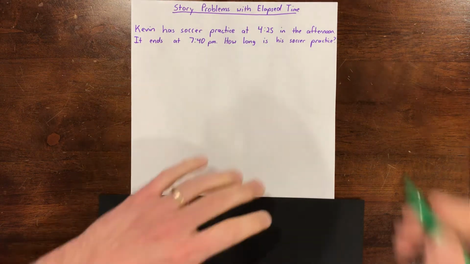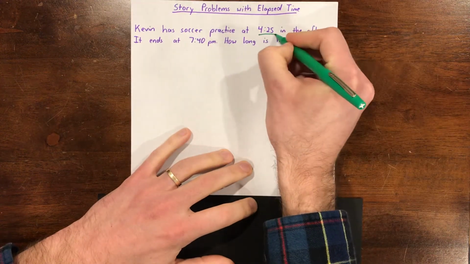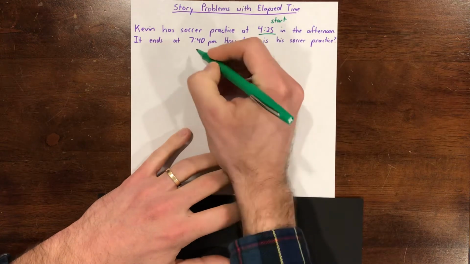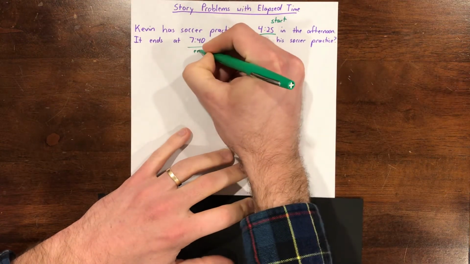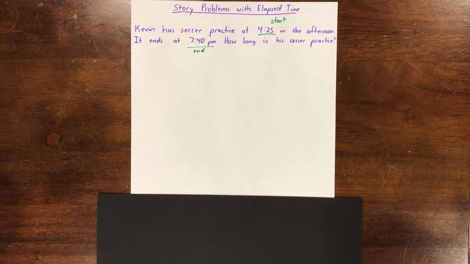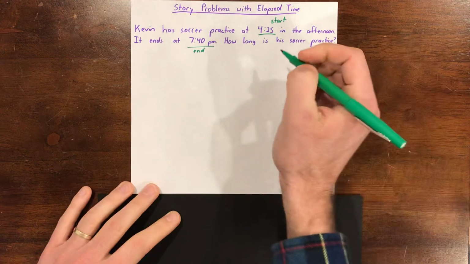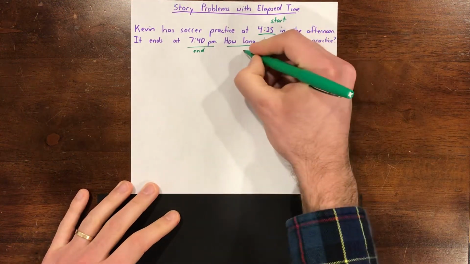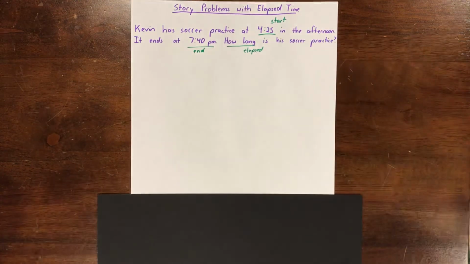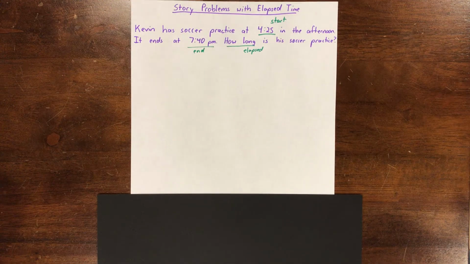We know that practice starts at 4:25. So that's a start time. We know that it ends at 7:40. That's an end time, right? And then we're trying to figure out what the time is in between. How long, right? That's the elapsed time. Okay, great. So how could we represent what we know and what we need to figure out in this problem?